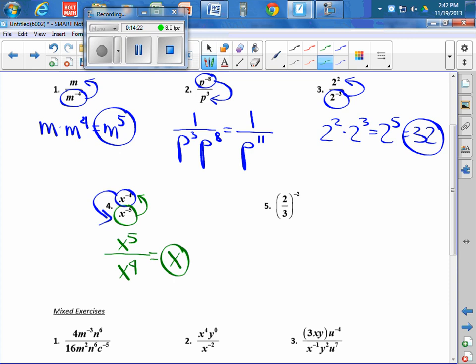See if this one makes sense. And now, how did that happen? Well, I had a fraction raised to a negative exponent. And because everything inside the parentheses gets raised to the negative exponent, we know the 3 is going to have to move up. The 2 is going to have to move down. So I basically just flipped it over and made the exponent positive. 3 over 2, quantity squared, 9 over 4.